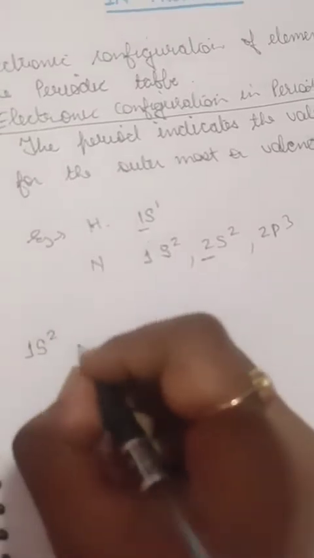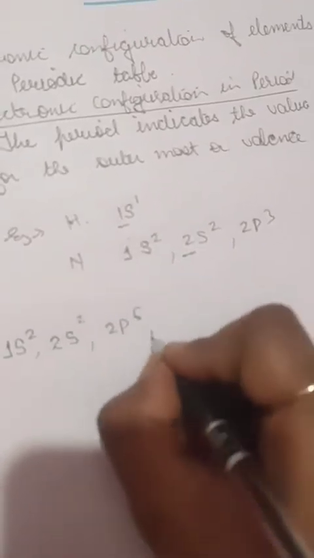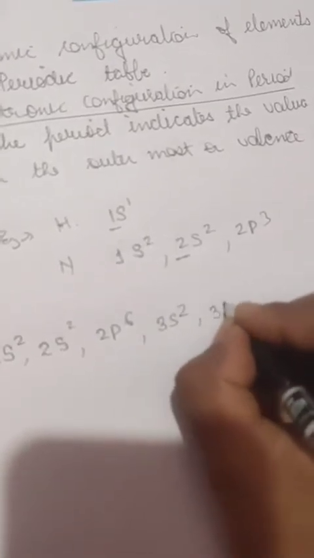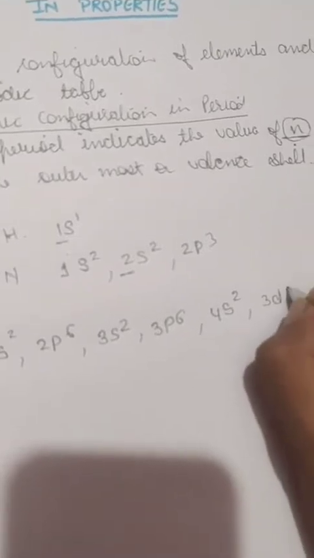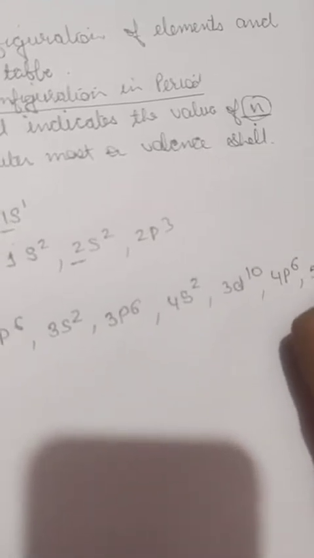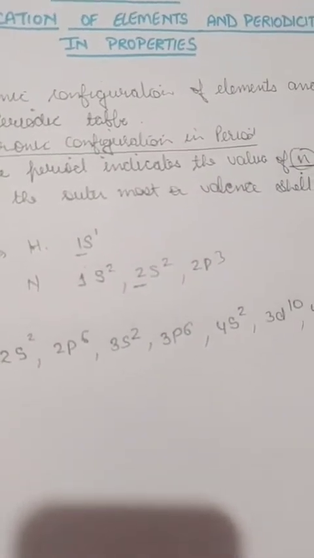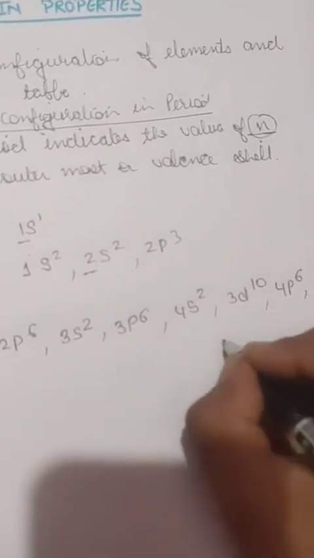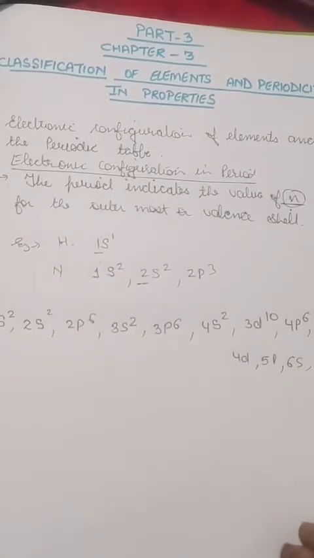The electronic configuration is written like 1s2, then 2s2, then 2p6, then 3s2, then 3p6, then 4s2, then 3d10, 4p6, then 5s. It will be so long. It could then be 6s, then 4f, then 5d. So after 5s it would be 4d, then 5p, then 6s, and so on. This is the electronic configuration, which you don't need to memorize.